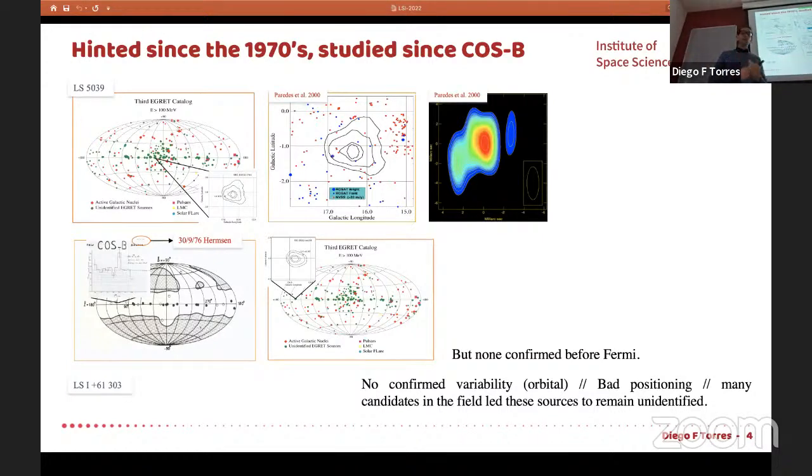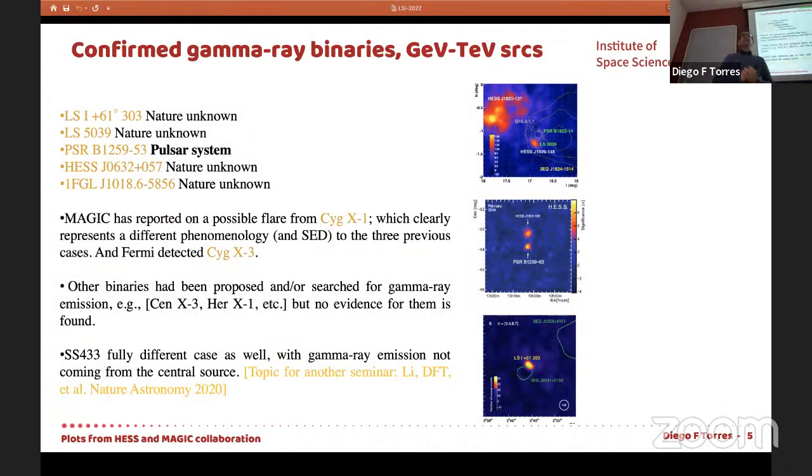The only way to do that was to improve on the positioning and to actually detect the orbital periodicity of the system. And this was not possible with these satellites until Fermi-LAT, the Large Area Telescope on board the Fermi gamma ray satellite, started to take data. Now, in addition to Fermi-LAT, we have ground-based TeV telescopes like MAGIC, VERITAS, and HESS, and all of them have detected several of these systems.